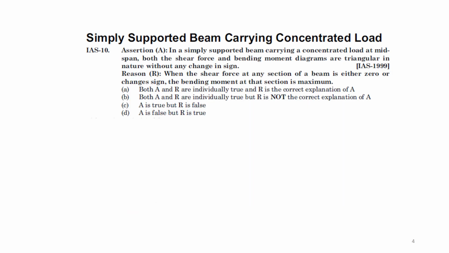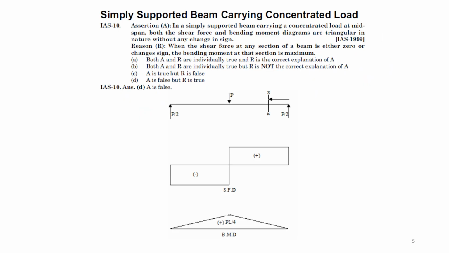This is an assertion reason problem. A simply supported beam carrying concentrated load at mid span: both the shear force and bending moment diagrams are triangular in nature without the change in sign. When the shear force at any section of the beam is either 0 or changes sign, the bending moment at that section is maximum. See, the first is wrong.